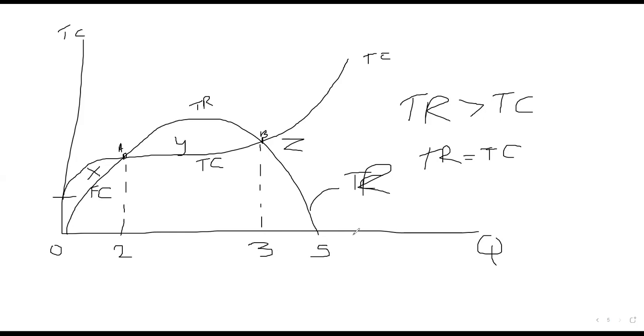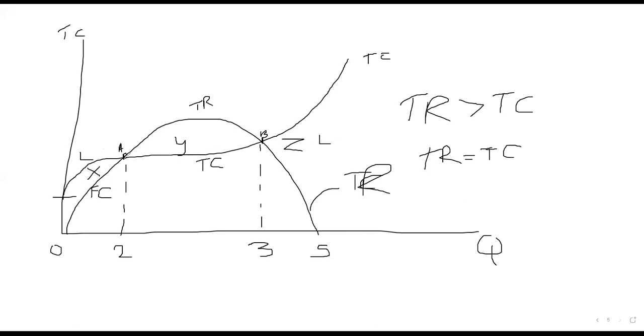Between 2 and 3, the firm is making a profit. But what is happening at X and Z? They're making losses. At X and Z, you see that the total costs or the overheads are exceeding the revenues. So whenever total revenue is less than the total cost, we call that a loss, or our profit is negative.